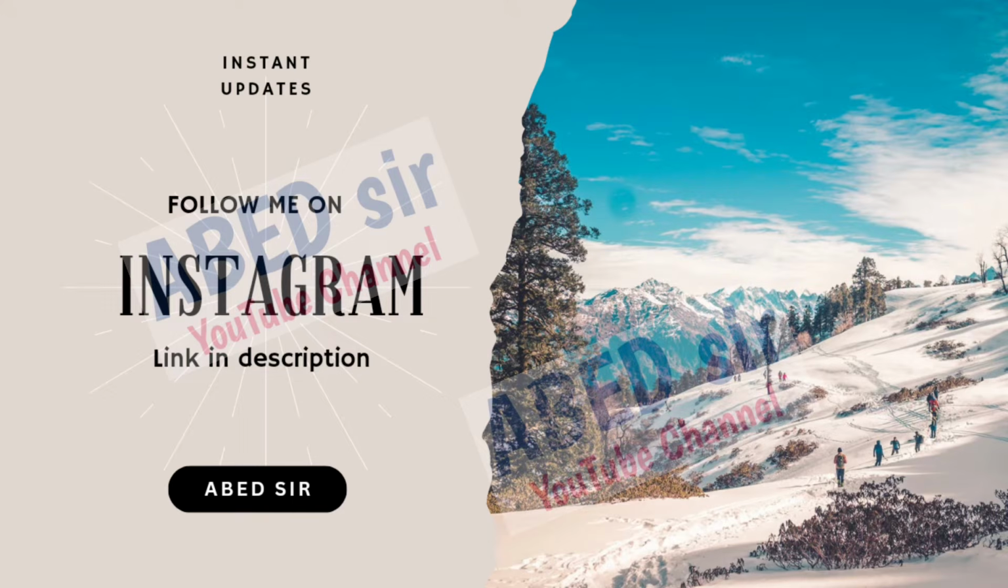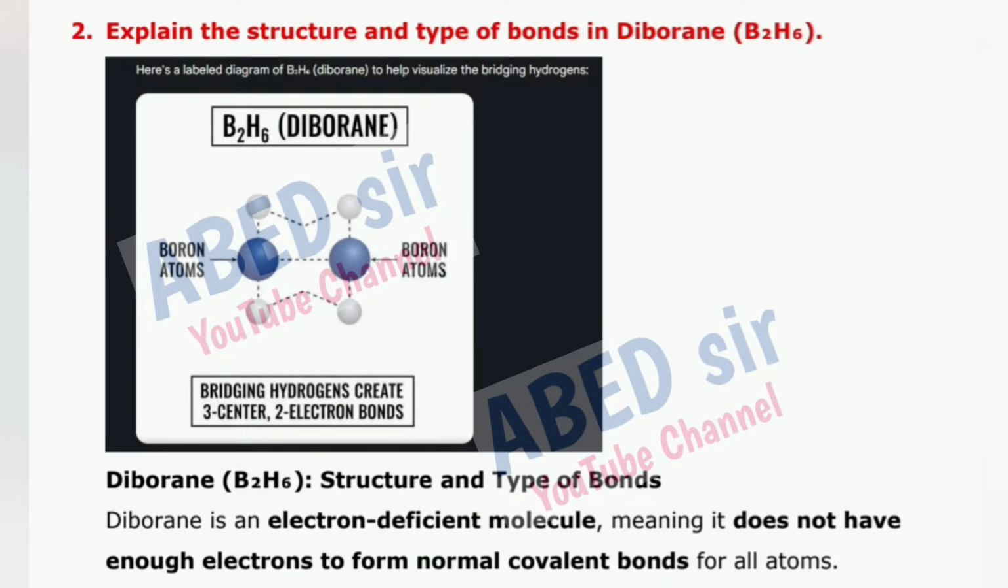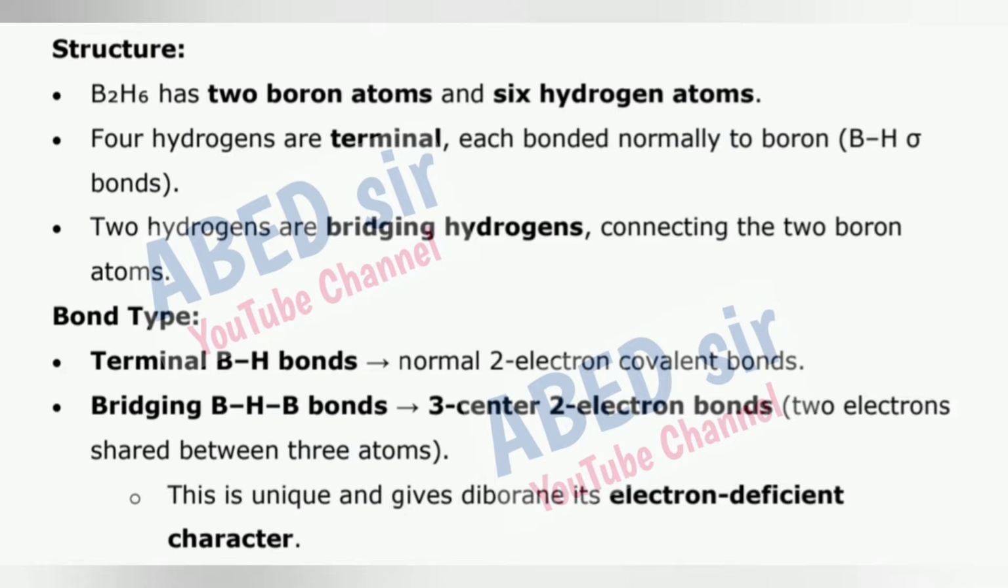Next important long question: explain the structure and type of bonds in Diborane, B₂H₆. Diborane is an electron-deficient molecule, meaning it does not have enough electrons to form normal covalent bonds for all atoms. Structure: B₂H₆ has 2 boron atoms and 6 hydrogen atoms. 4 hydrogens are terminal, each bonded normally to boron, B–H sigma bonds. 2 hydrogens are bridging hydrogens, connecting the 2 boron atoms.